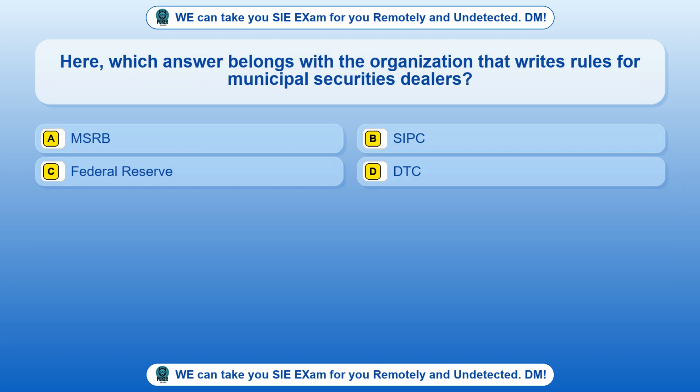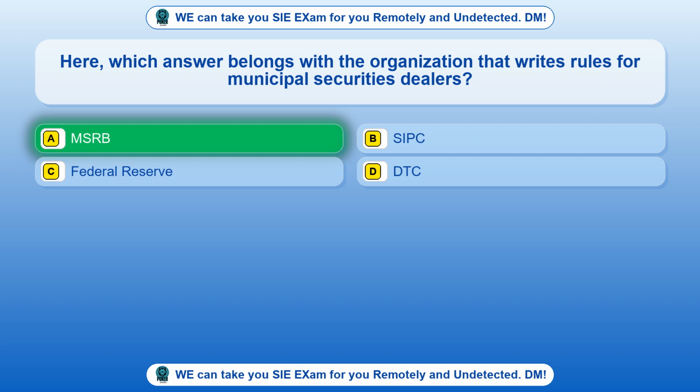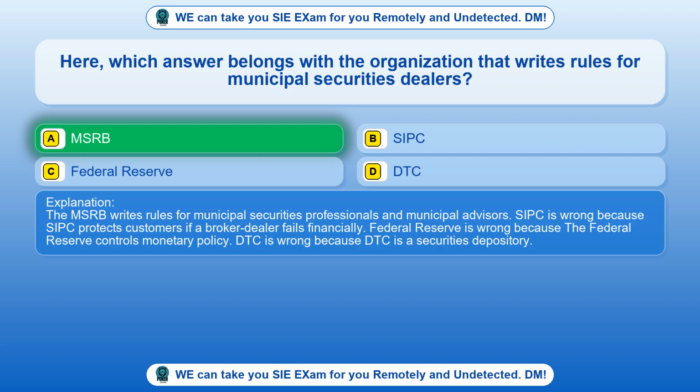Question 29. Here, which answer belongs with the organization that writes rules for municipal securities dealers? Option A, MSRB. Option B, SIPC. Option C, Federal Reserve. Option D, DTC. The correct answer is option A, MSRB. The MSRB writes rules for municipal securities professionals and municipal advisors.